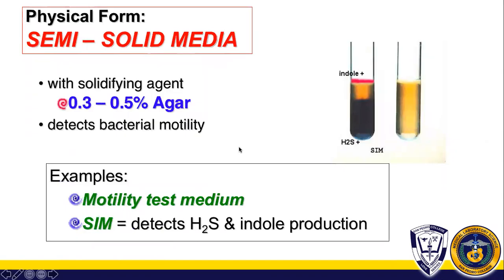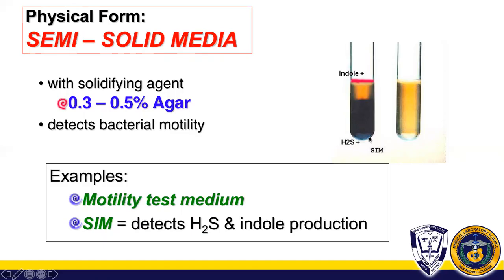For semi-solid media, it contains a small amount of solidifying agent, about 0.3 to 0.5% agar. This is best in detecting motility. Examples of this are those used for motility test: we have motility test medium and the sulfide indole motility medium. The SIM is used in a set of culture media for biochemical testing. It detects not only motility, but also indole production, indicated by a pink layer on the surface, and hydrogen sulfide production is indicated by blackening.